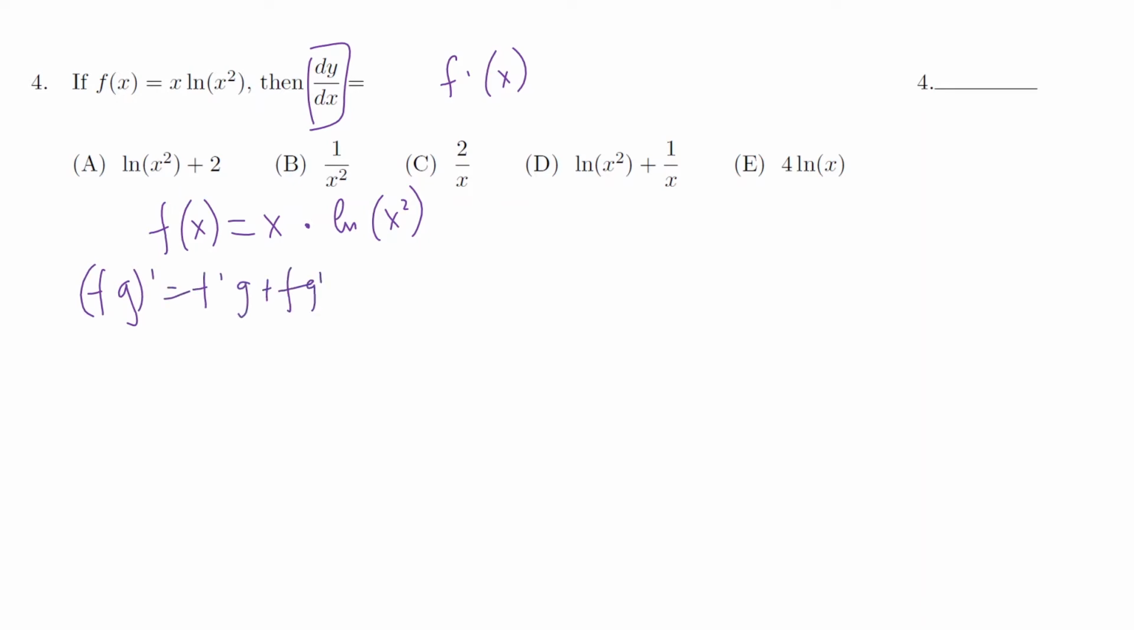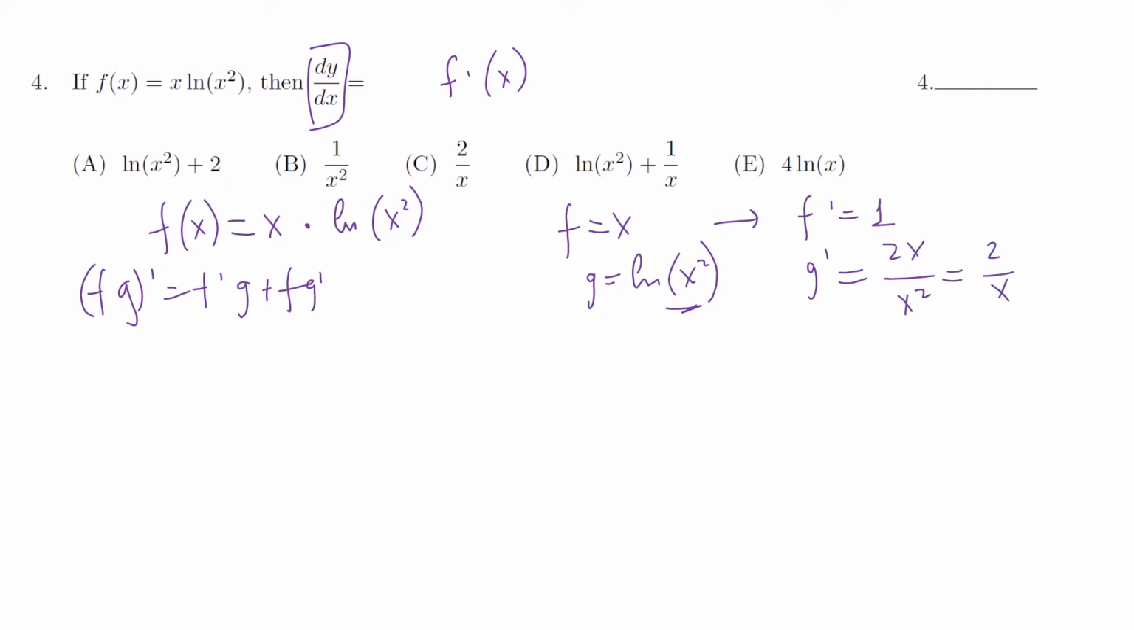So what I usually do is f equals x, g equals ln of x squared, right? Therefore, f prime is equal to 1. Now, what about g prime? g prime is u prime over u. u is this guy. What is x squared prime? It's 2x over u, which is x squared. Let's simplify it. So it's 2 over x.